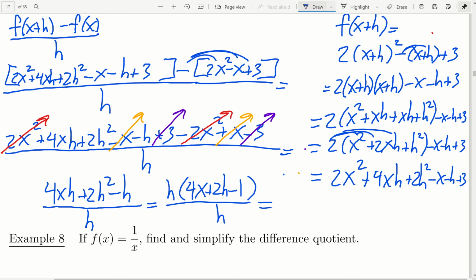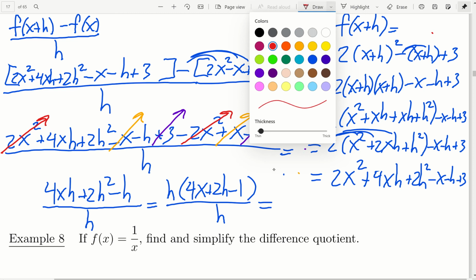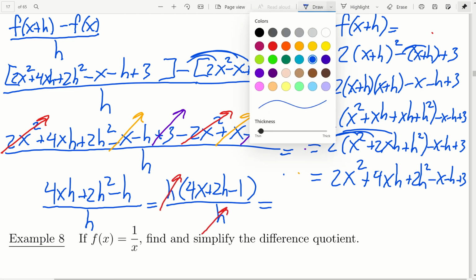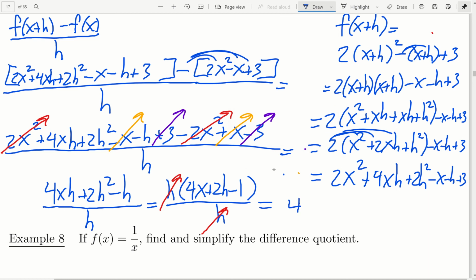And now with that common factor, we can cancel the h. H in the numerator cancels with the common factor of h in the denominator, and we're left with 4x plus 2h minus 1. And that would be our simplified difference quotient for this one.